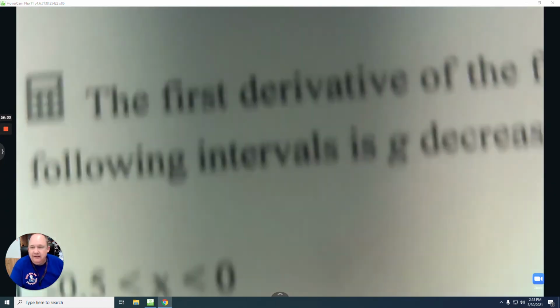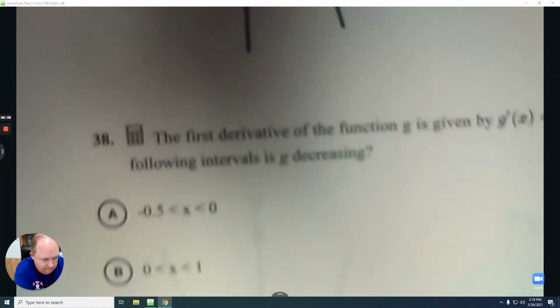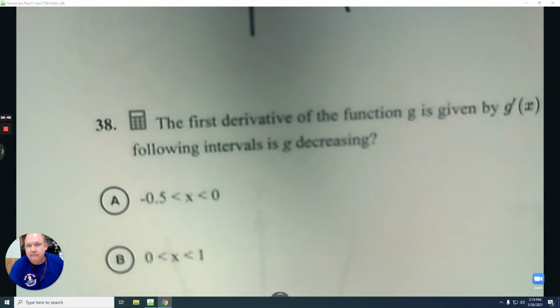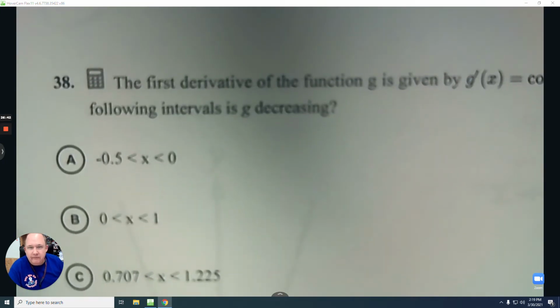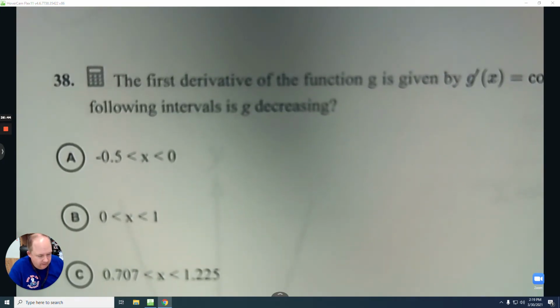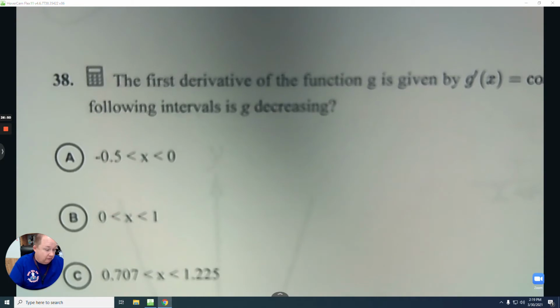Question number 38. So the first derivative of the function is given. On which of the following intervals is g decreasing? All right, so this is a calculator question. So if you're given the derivative, what you're looking for is where it is below.